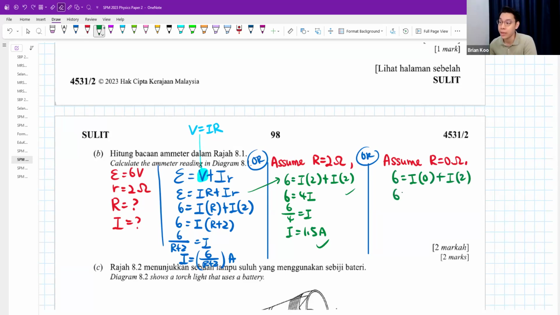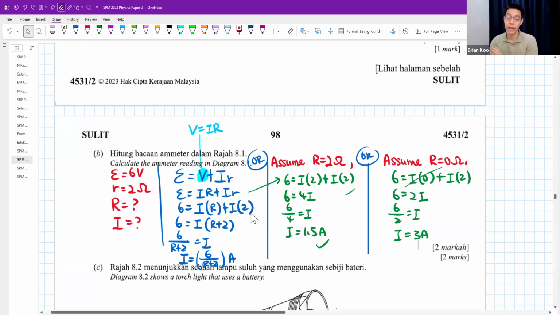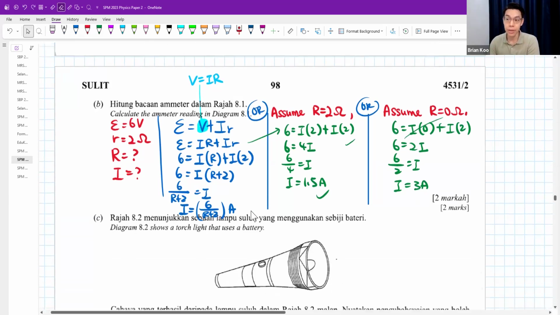Okay. And it would be 0 times I, just 0, just 2i. Current is 6 over 2, which is 3. Anyone, you can assume any value also can. Calculation, okay. So this is how you deal with something like that. Got mistake, you still have to write. You cannot leave it blank, for structure, for essay also.